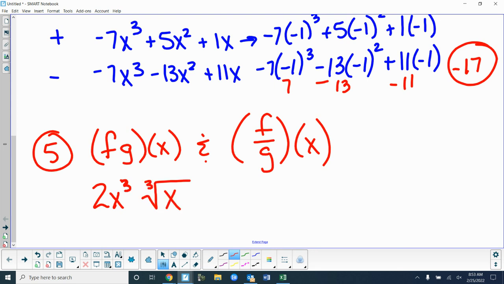F was 2x cubed, G was cube root of x, so when you multiply them, that's all you got. All right? For the division, you've got F, 2x cubed, over the cube root of x. We're really not supposed to leave it like that, right? Now, if you want, what is the cube root as a fractional exponent or rational exponent? 1/3, right? So if you wanted, you could think about it like this when you simplify this.